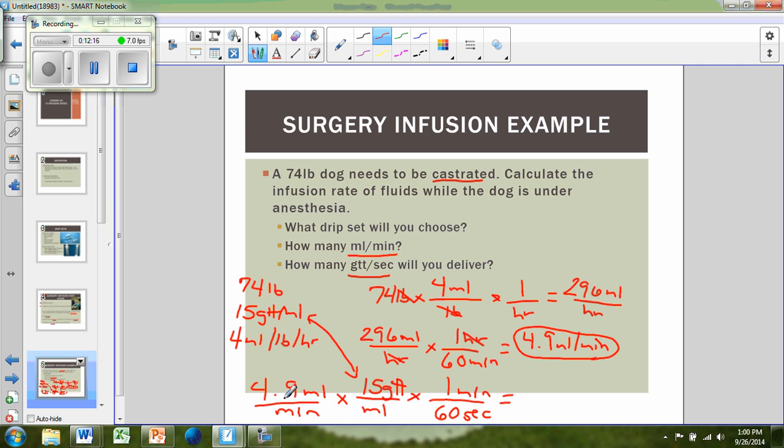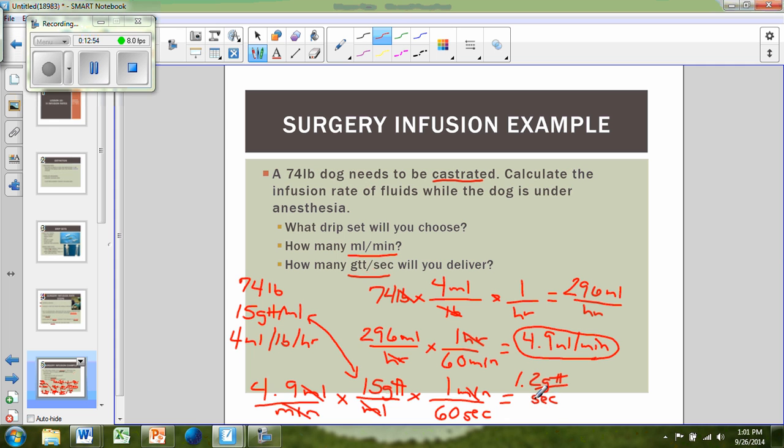So now I look around and I say, all right, mLs cancels out, minutes cancel out on the top and bottom. I'm left with drops per second, which is what I'm looking for up here. So now I just multiply across the top, divide whatever's on the bottom, and I'm going to come up with 1.2 drops per second. Now, interesting, can we count 1.2 drops coming through a drip chamber?